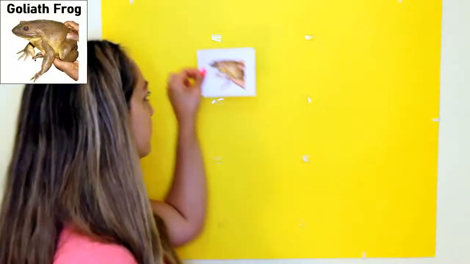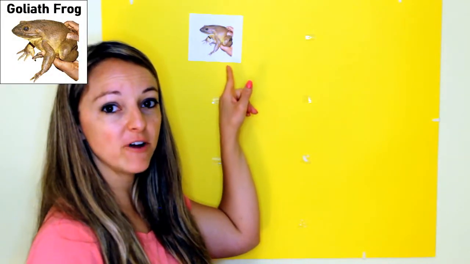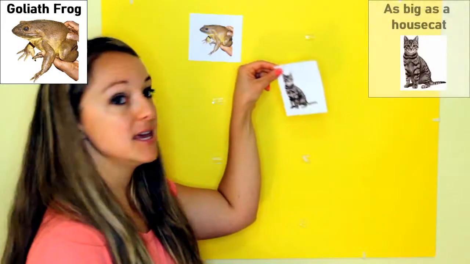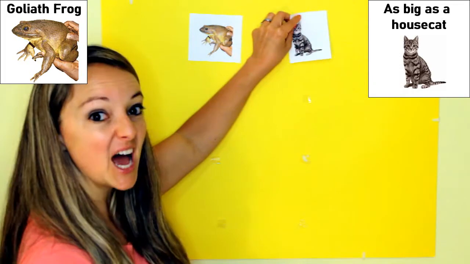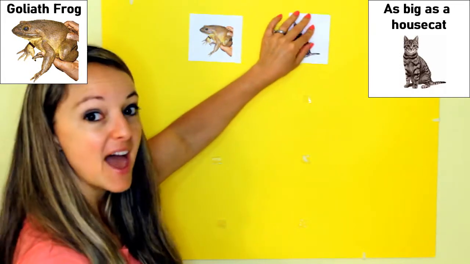Well, now that we have learned about them, let's play a matching game. Okay, I'm going to get out our pictures, and I want you to try to remember what you just learned. The first one is the Goliath frog. Do you remember about the Goliath frog? He is the biggest frog in the world and can be the size of a house cat.